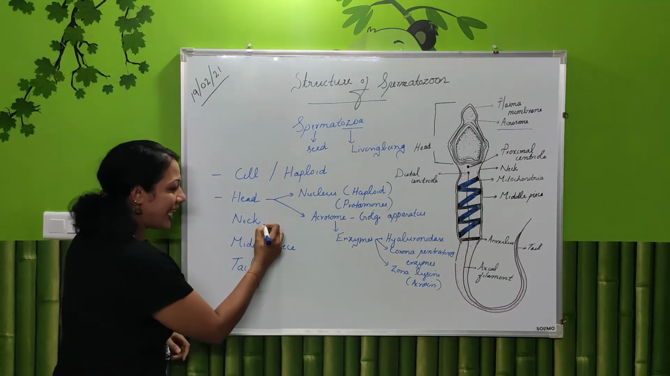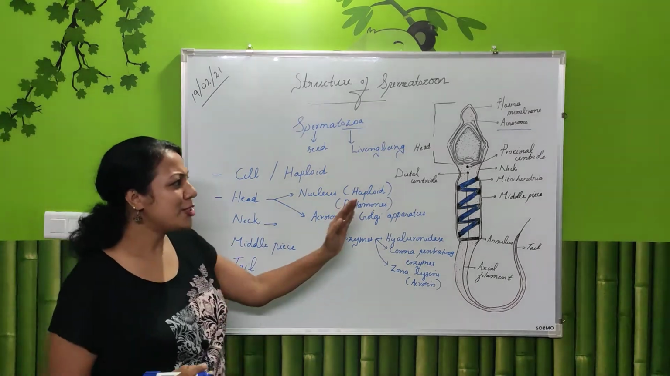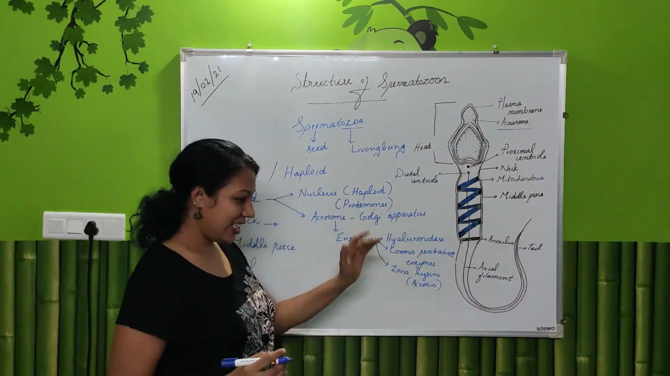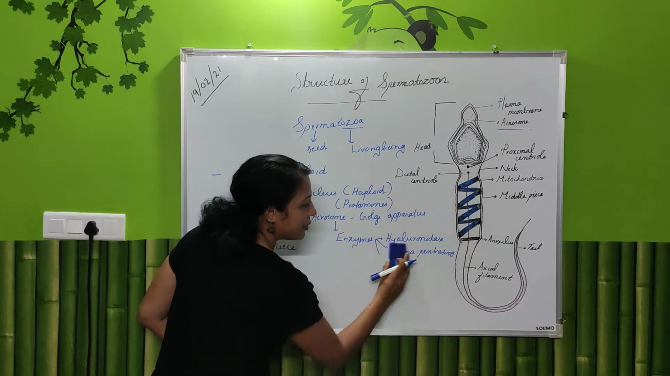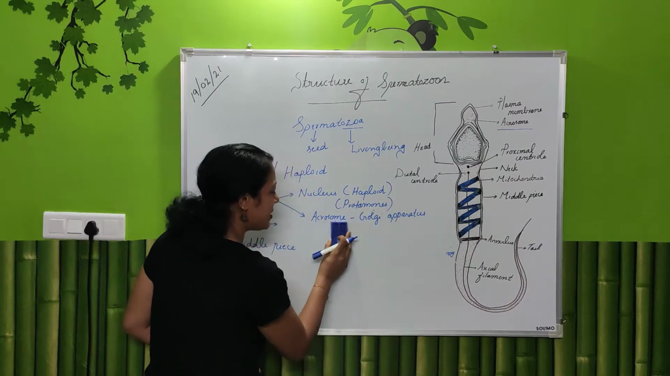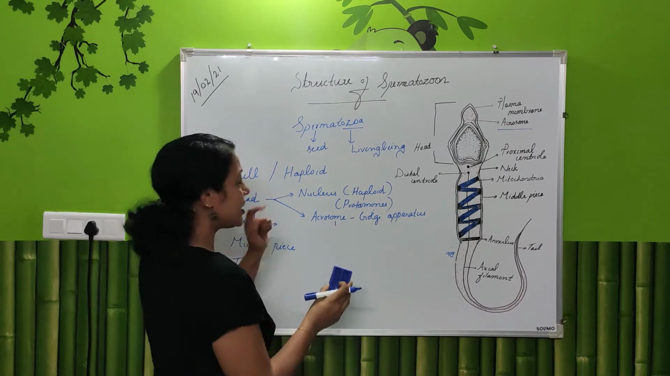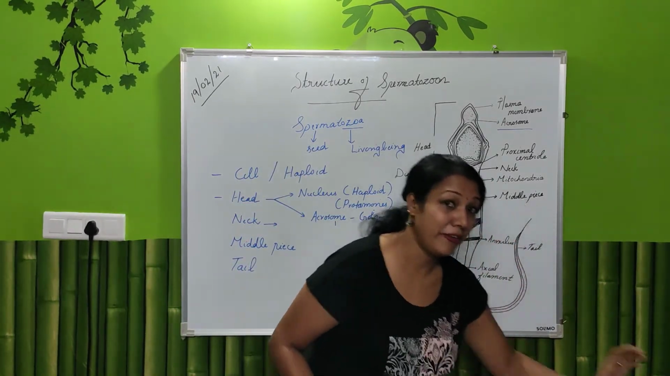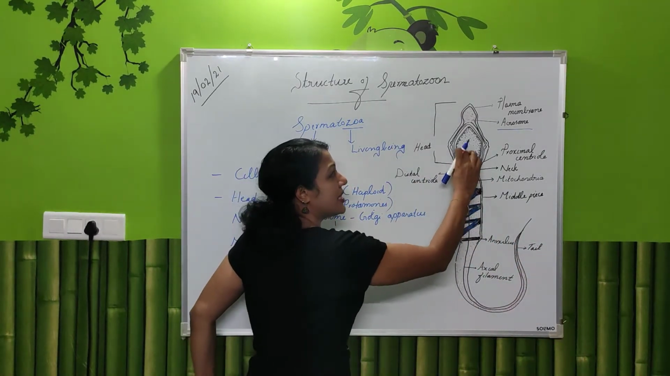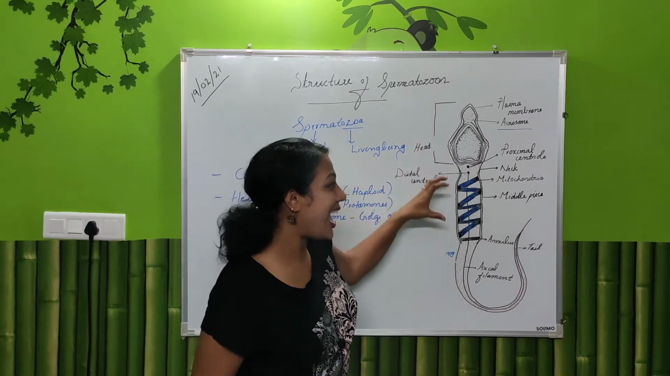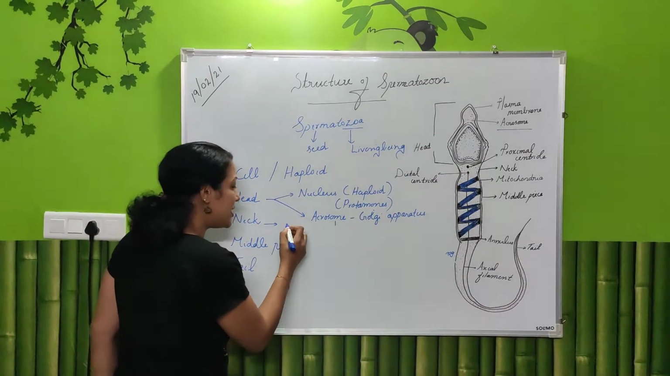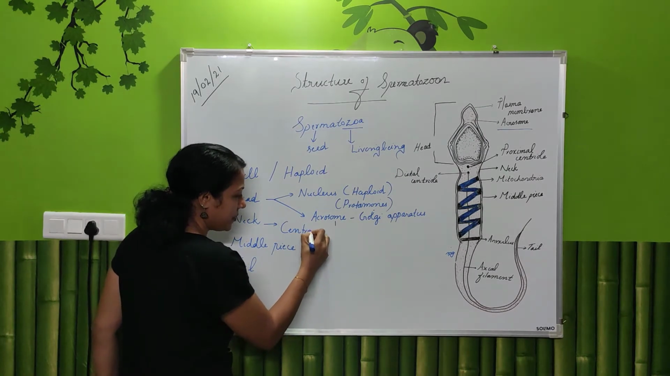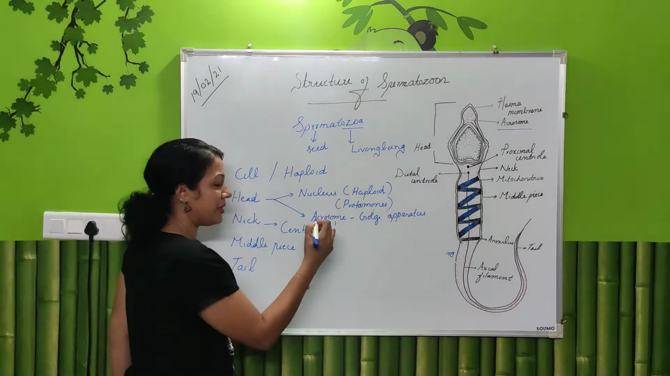Now we will go to the neck. Okay, so shall I remove this part? I hope you are able to follow the names of these enzymes. Now when you look at the neck, it's a small part present between the head and the middle piece, right? In the neck, we have centrioles. We have two centrioles present here.